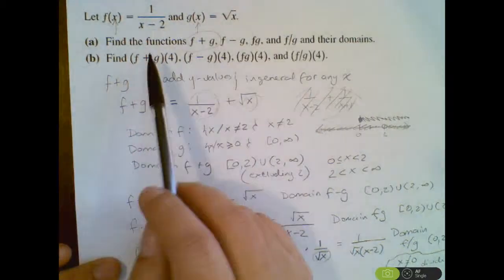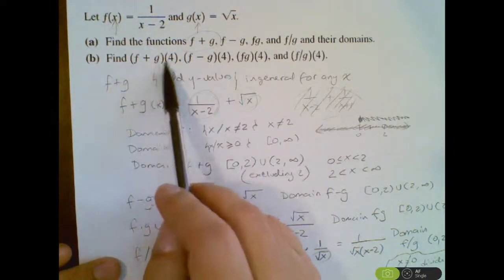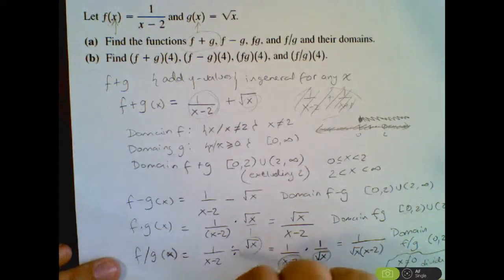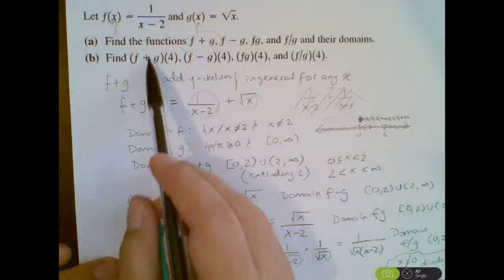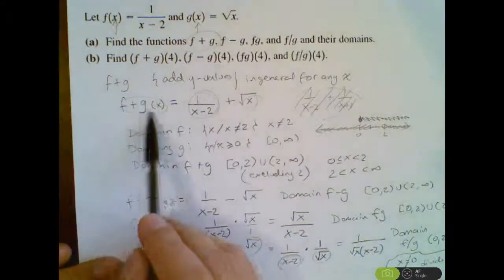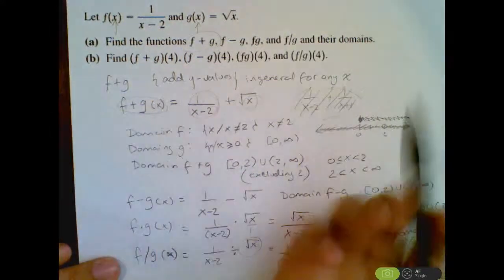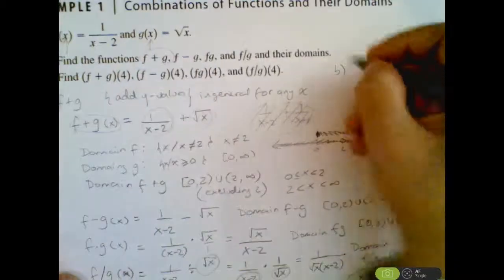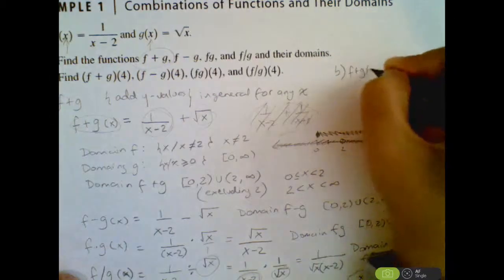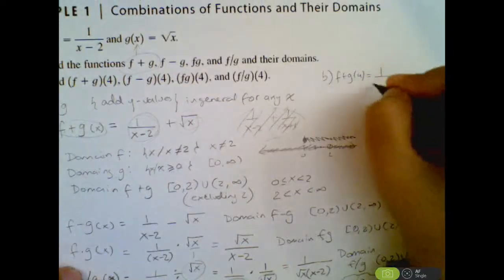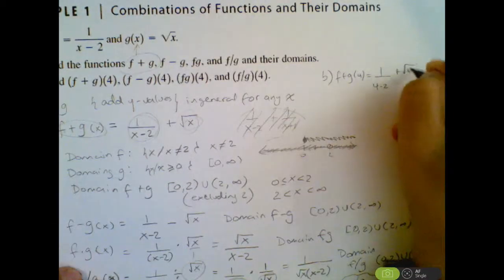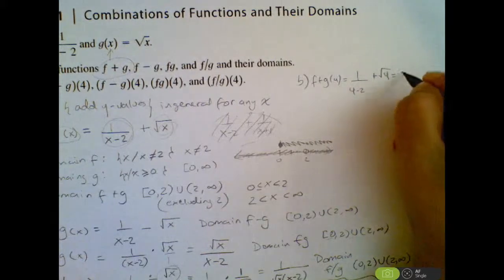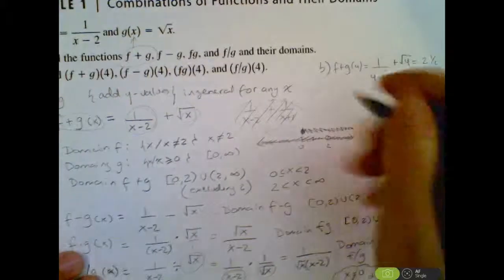Now part B says find f plus g of 4. So in this case, it's not of any number. It says in particular of 4. So the only thing you have to do is, since you already figured out f plus g for any number, you just have to plug in 4. So f plus g of 4 means 1 over 4 minus 2 plus the square root of 4. And that's 1/2 plus 2. And that's 2 1/2. Done.